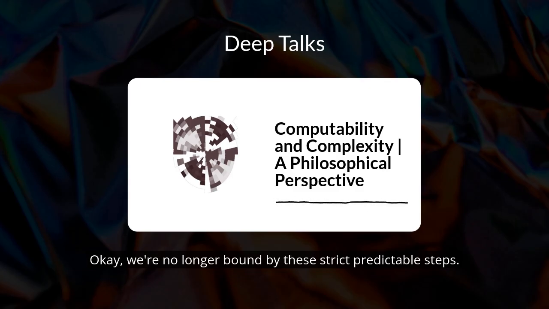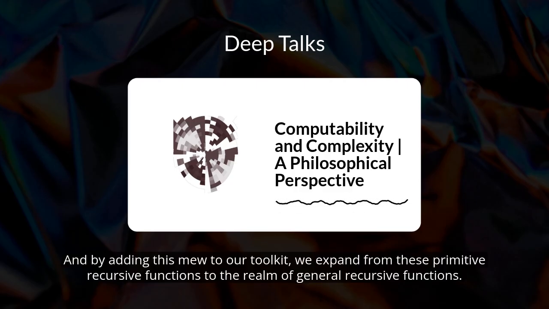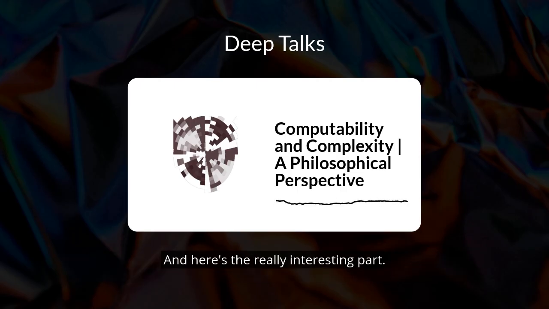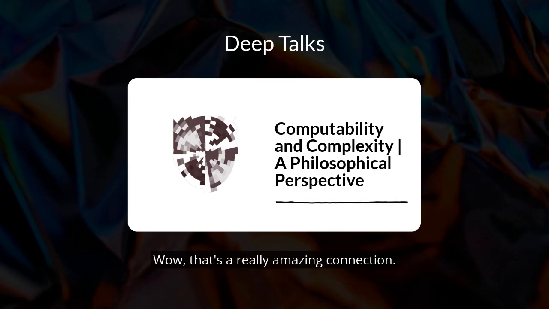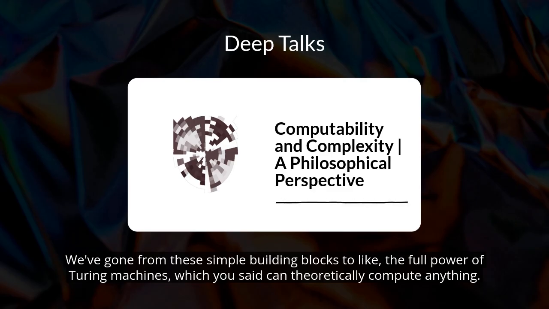We're no longer bound by these strict, predictable steps. Right. And by adding this MU to our toolkit, we expand from primitive recursive functions to the realm of general recursive functions. And here's the really interesting part. These general recursive functions are exactly equivalent to what those Turing machines we talked about can compute. Wow, that's a really amazing connection. We've gone from these simple building blocks to the full power of Turing machines, which you said can theoretically compute anything.